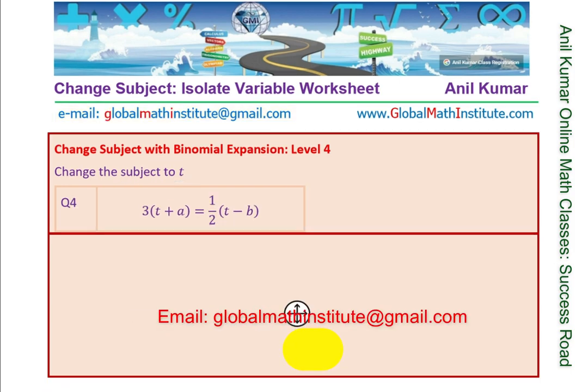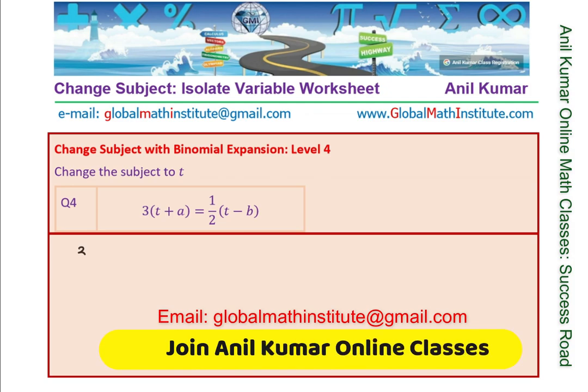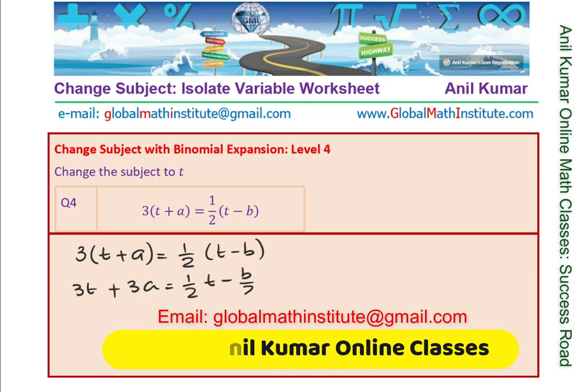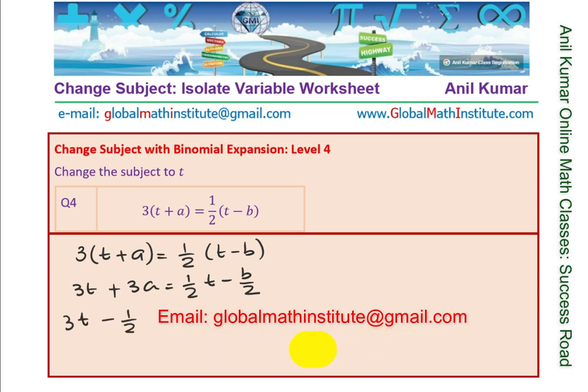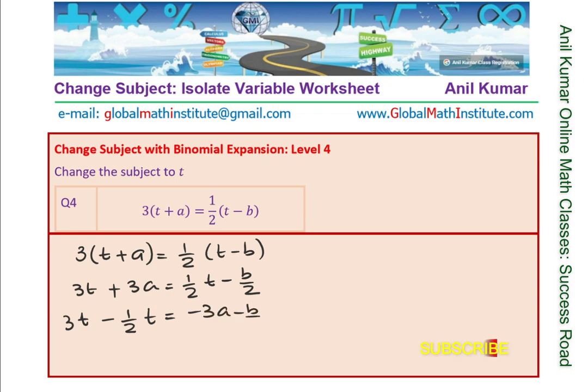Now here is the last question for you to practice. In this we have involved fractions also. So let us rewrite the question, which is 3 times t plus a equals half times t minus b. Expanding, we get 3t plus 3a equals half t minus b by 2. Taking t to the left side, we get 3t minus half t equals minus 3a minus b by 2.